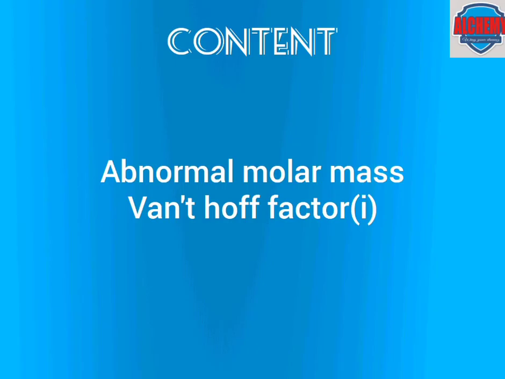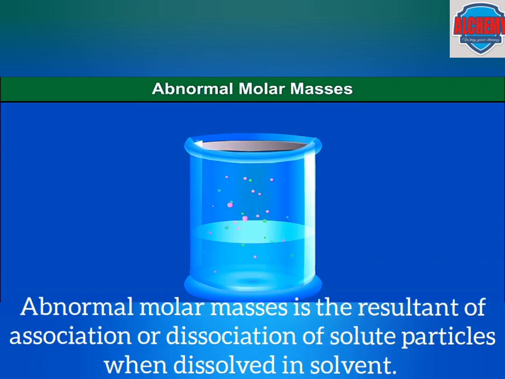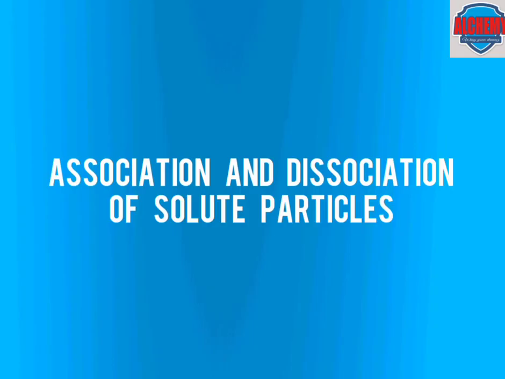In this session, we will discuss abnormal molar masses and Van Hoff factor. When the molar masses are calculated, if it is higher or lower than the expected value, then it is called abnormal molar masses. Abnormal molar masses is the result of association or dissociation of the solute particles when dissolved in a solvent. We will now discuss the association and dissociation of solute particles when dissolved in a solvent.